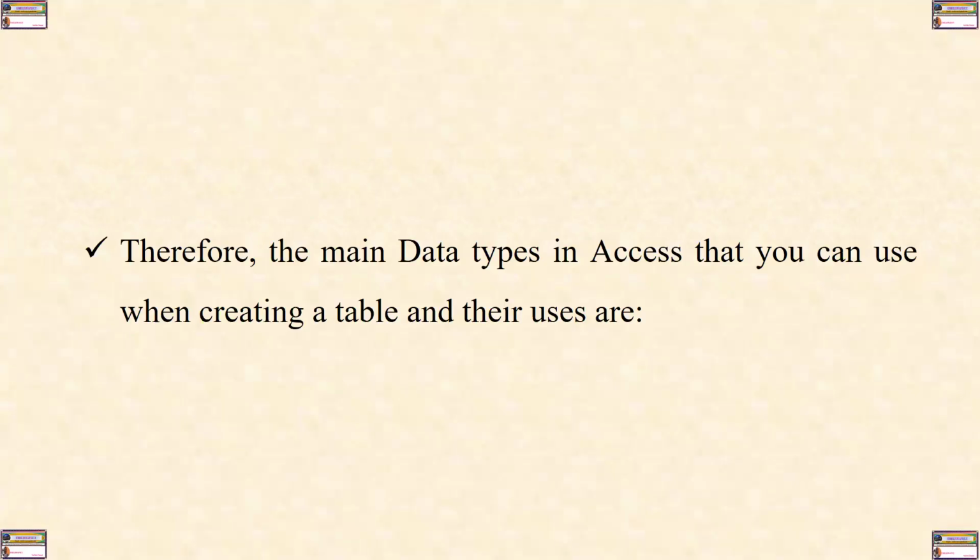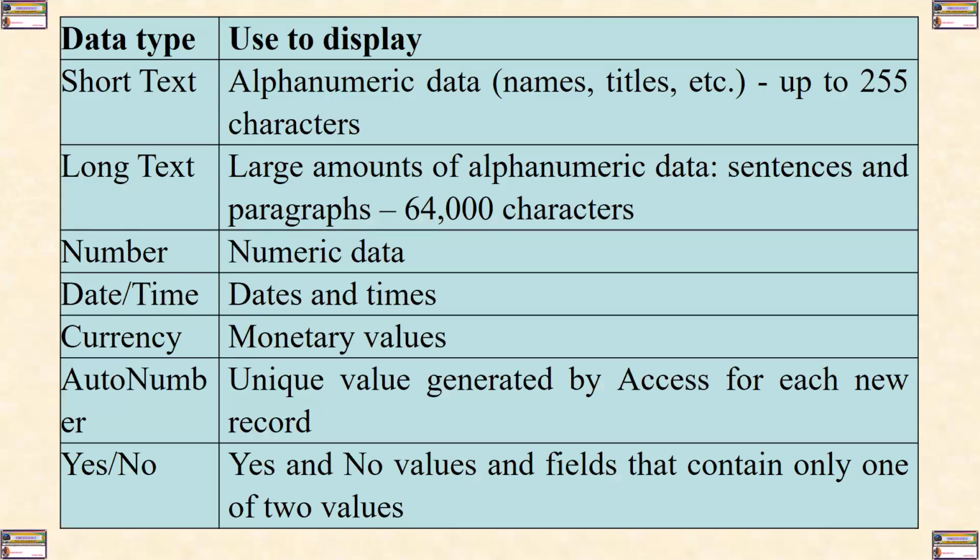Therefore, the main data types in Access that you can use when creating a table and their uses include, number one, short text. Short text is selected in a situation where you want your field to hold what we call alphanumeric data, that is, names, titles, amongst others, up to a maximum of 255 characters.